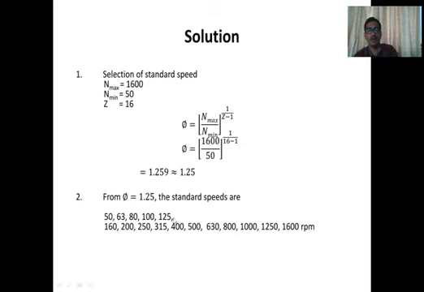The formula used is: for the first spindle speed, N1 is equal to N minimum; for the second speed, N minimum into phi; for the third, N minimum into phi square; for the fourth, N minimum into phi raised to 3; and similarly, N16 is equal to N minimum into phi raised to 15. So from that formula we will get the different spindle speeds.